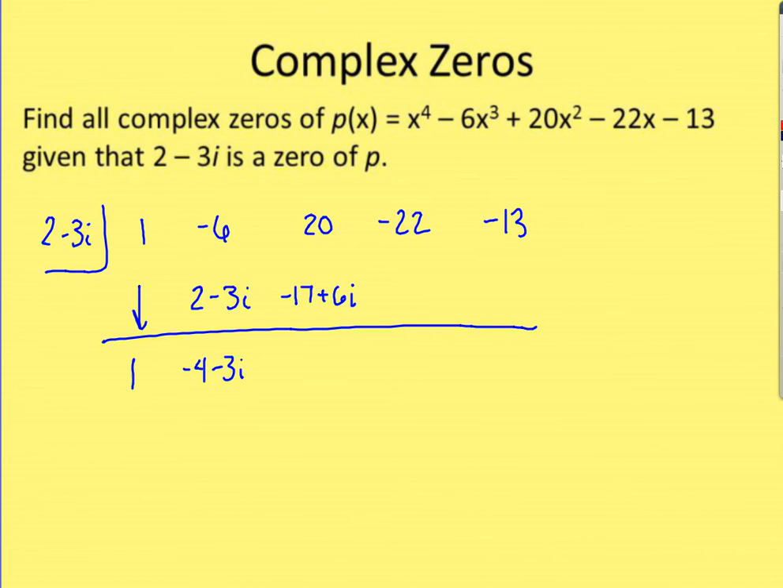So we put this back into our synthetic division. We are still going to add straight down. 20 plus negative 17 is 3 plus 6i. Now we're going to have to do 2 minus 3i times our 3 plus 6i again. So we are going to have to FOIL again.